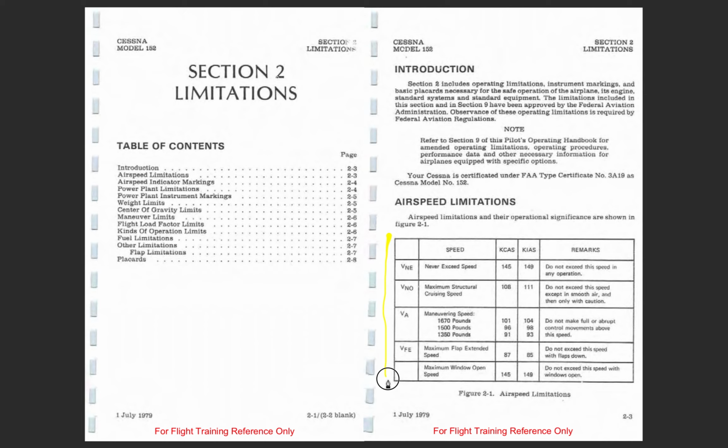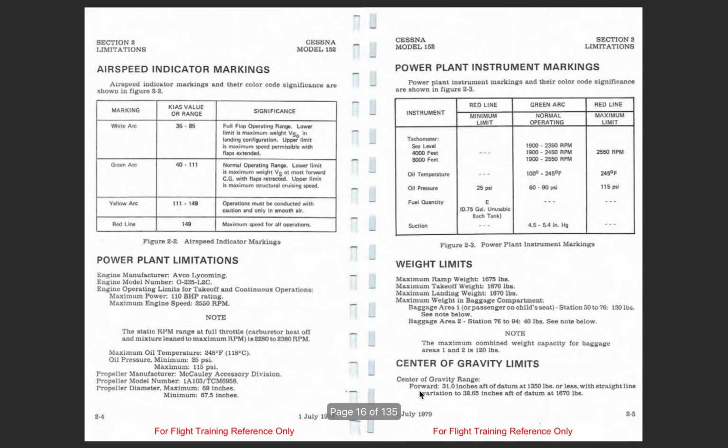V stands for velocity, and so these are just speeds that are important for you as a pilot to know, and part of this course will be where you are memorizing the V speeds for the specific airplane that you are training in. And we'll do that when we start studying the airspeed indicator in the next module. But for now, just know where they are.